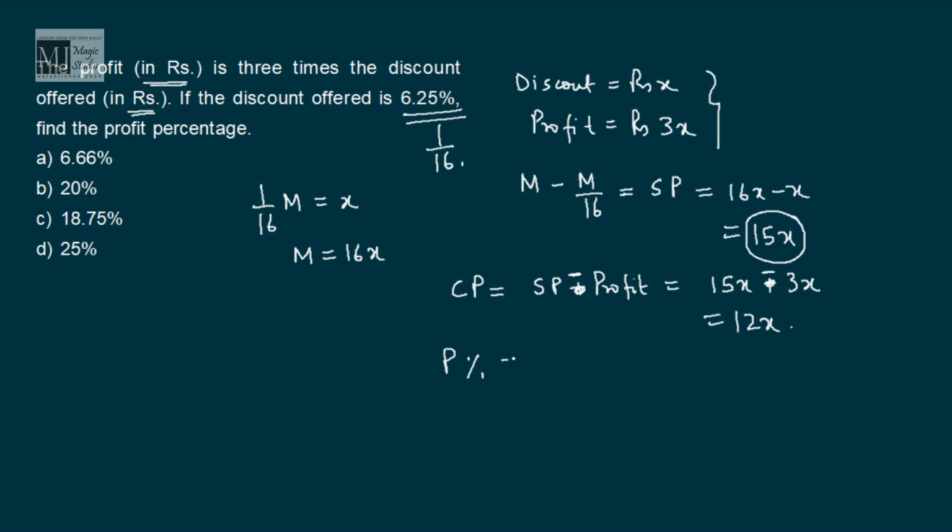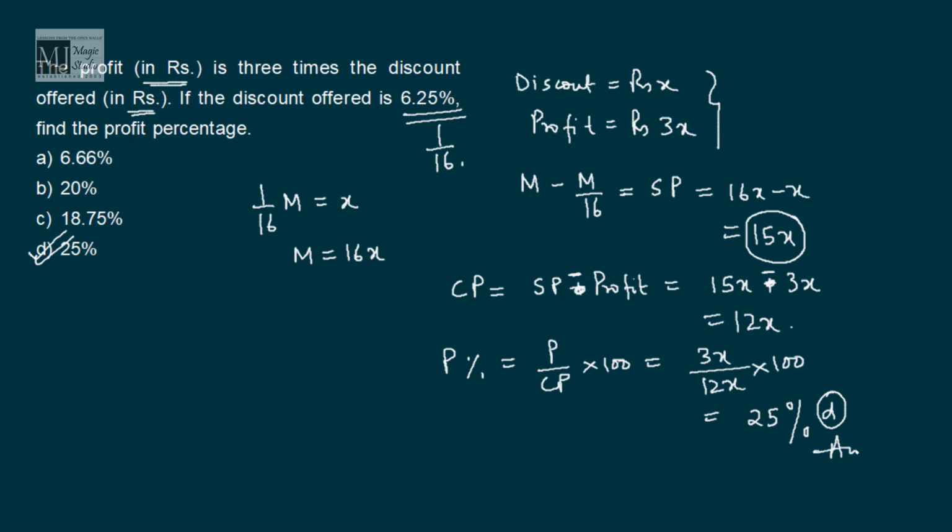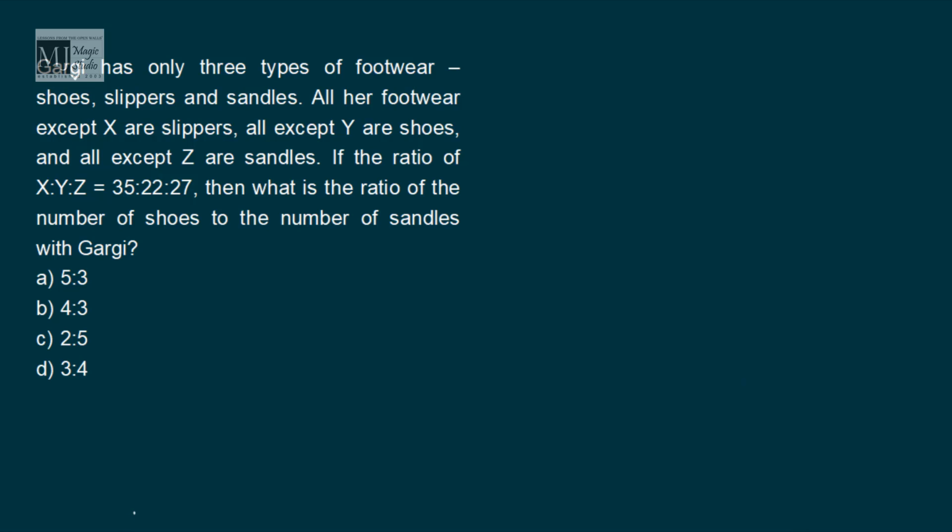Profit percentage is profit divided by cost price into 100. Profit is 3x, cost price is 12x, into 100. 1 by 4 part of 100 will give us what? 25%. Option D fits in.